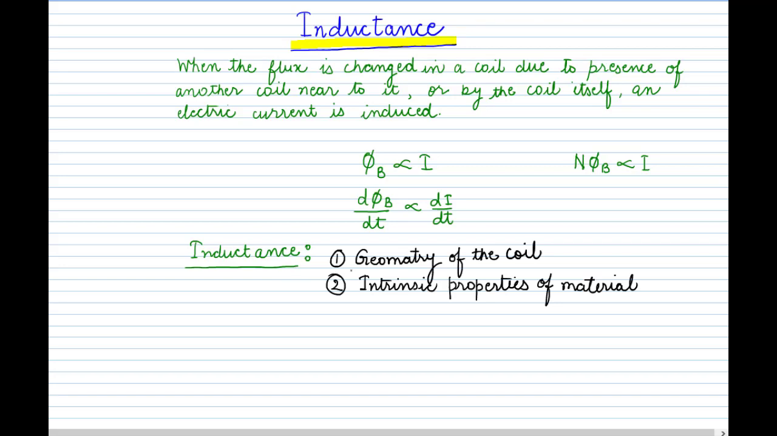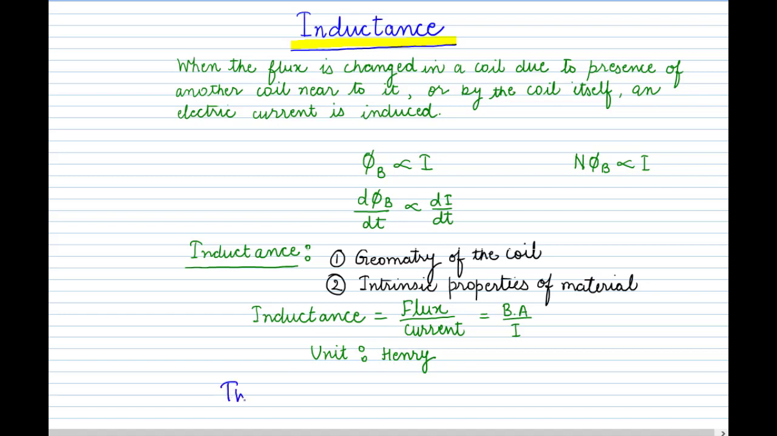So if you introduce a constant here, then inductance is equal to phi upon I. Inductance is always flux upon current, because of the constant we have introduced. Flux is equal to B into A, and current is I. Now write down the units: the unit of inductance is Henry, named after the scientist Henry. So inductance is always measured in Henry.